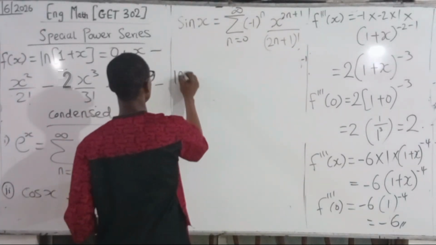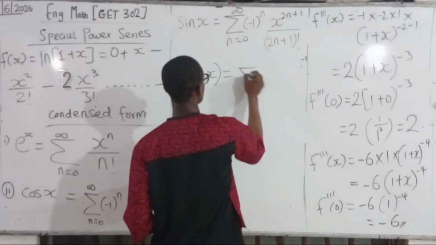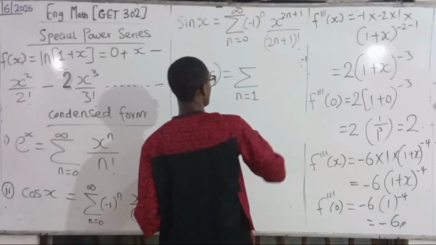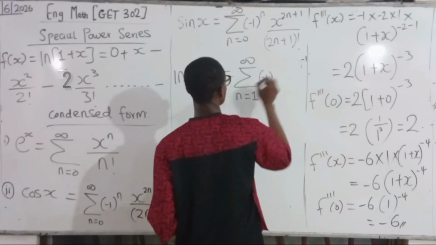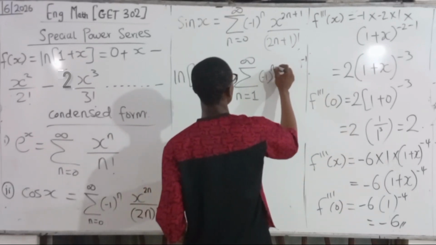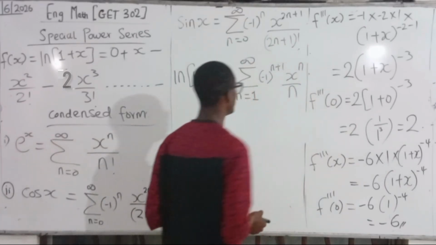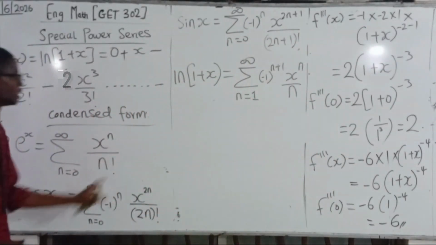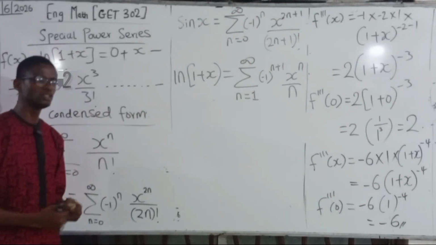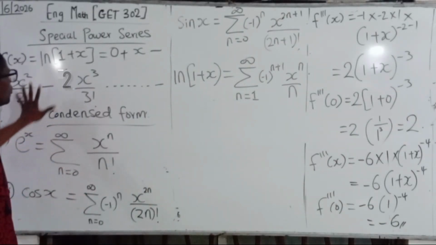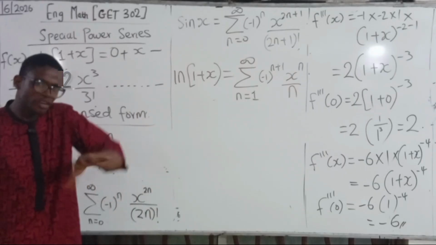Let's see. I think ln 1 plus x starts from 1, because 0 will not give you anything. It is sigma from 1 to infinity of minus 1 to the power of n plus 1, x raised to the power n all over n, with no factorial. So these are the condensed formats for each of these. We'll stop here for now. In our next video, we'll continue with how all these things are applied in solving series solutions of differential equations.